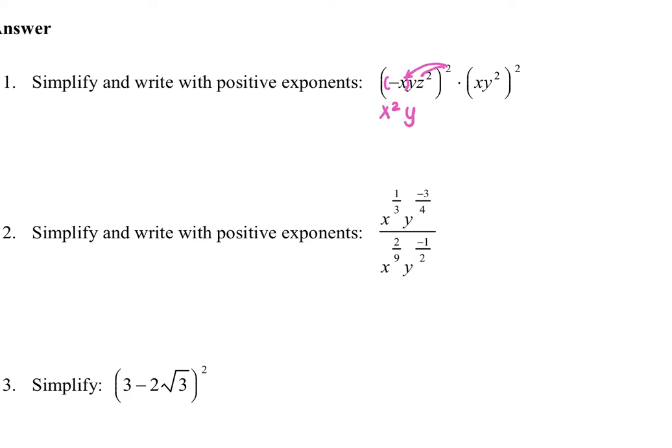And then y squared. And then z to the second raised to the second, we're going to multiply those out, and it would be z to the fourth. Then I'm going to repeat that with the second one. X would get raised to the second power. Y to the second raised to the second would become y to the fourth.